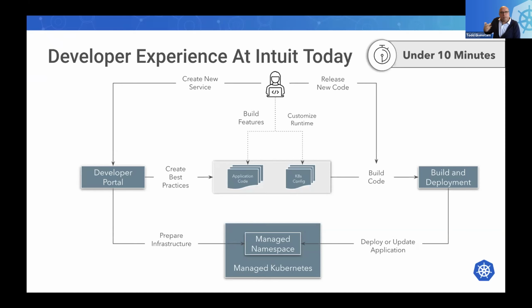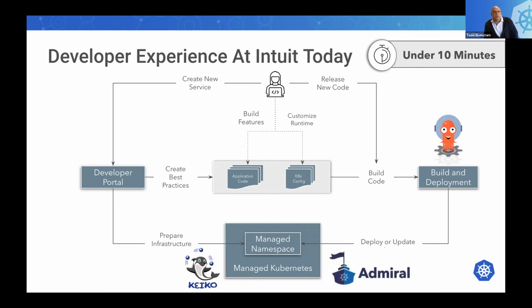Once that's set up, they can continue to do what they want to do with releasing new code, implementing features, customizing the runtime, and then deploy that out to the managed namespaces. To do this, we've developed a few open source tools. Argo CD is probably one of the most well-known. We also have Keiko Proj, which is all about different projects related to running Kubernetes on AWS at a large scale. And then we have Admiral for service mesh.